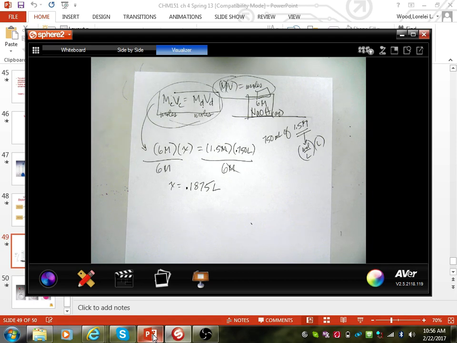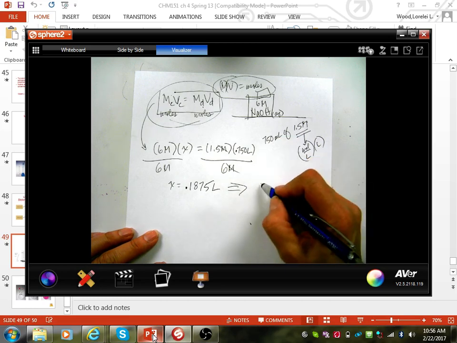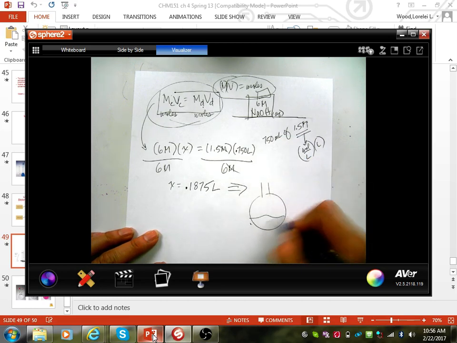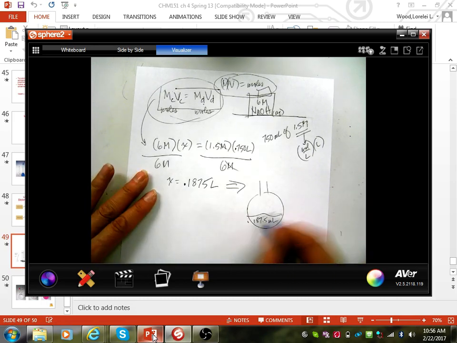Or 187.5 milliliters, right? You all measure out 187.5 milliliters. So I take the 187.5 milliliters, what am I going to do with it? I'm going to put it in a flask. So there's my 187.5 milliliters. What am I going to add to it? As much water as needed to equal a total volume of 750 milliliters, right?